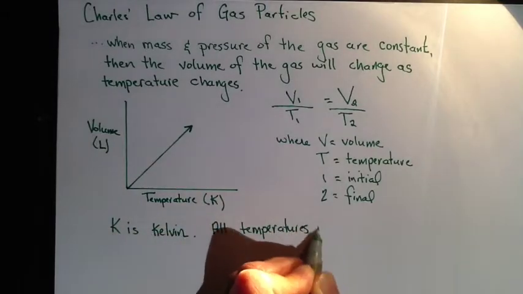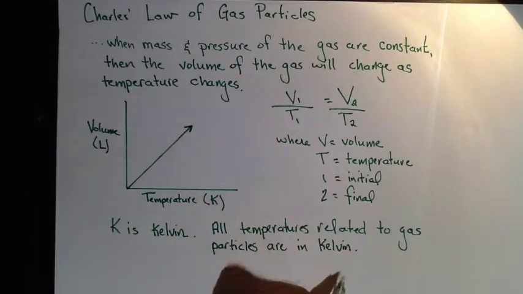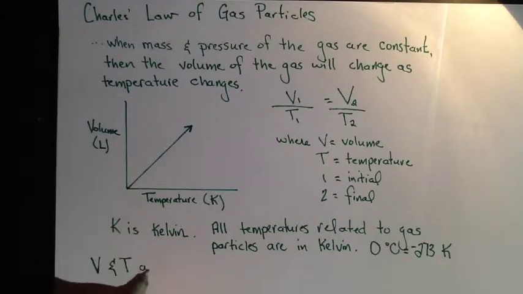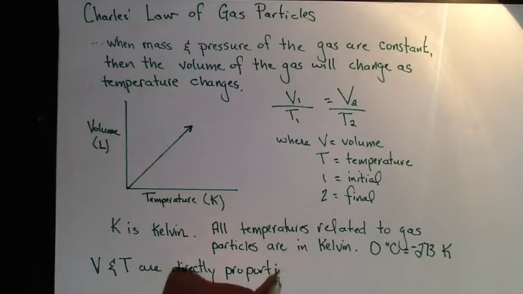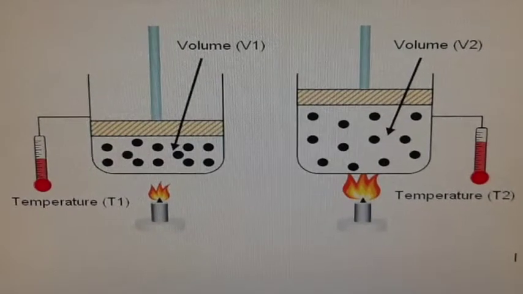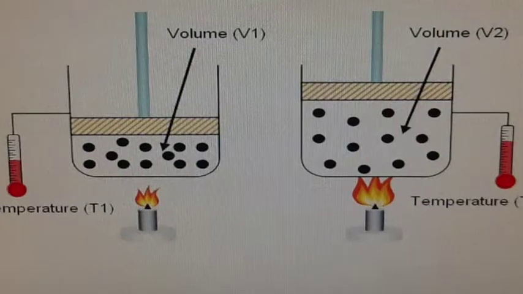Volume will be in liters, temperature is in kelvins. Kelvin is a different temperature scale. 0 degrees Celsius is 273 kelvins. This picture simply shows that as the temperature increases, the volume of the gas also increases.